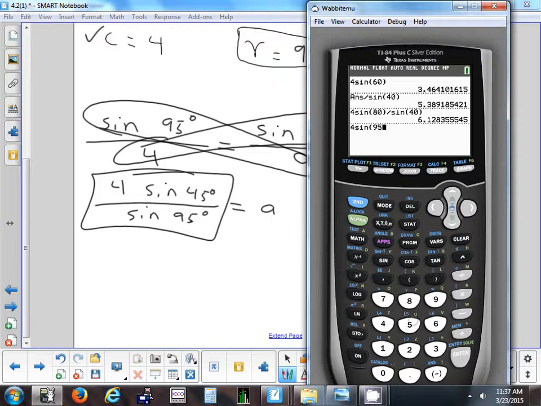So 4 sine 45 divided by sine 95. You got to type it in right though. So this is close to being a right angle, but not quite. So if you did Pythagorean theorem, it would come out close, but wouldn't quite be right. So it's 2.839.